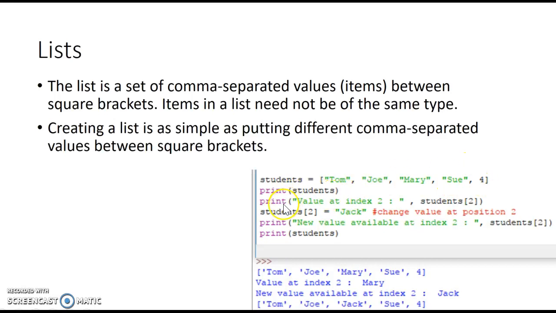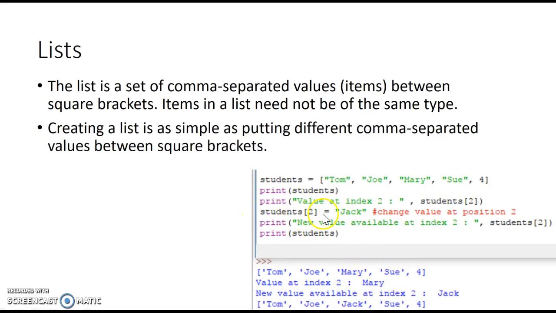If I wanted to print, so I've printed a string here, print value at index 2, and then I'm concatenating, adding to the end of that string, this. I'm printing students 2, which gives me the data that's sitting at element position 2 or index position 2, whichever phrase you want to use. So 0, 1, 2, and that's Mary. You can see here it's printed off across the bottom: value at index 2 is Mary.